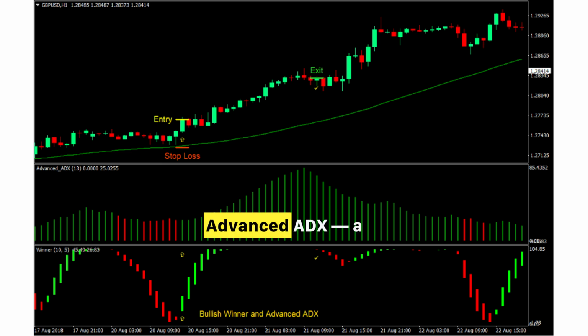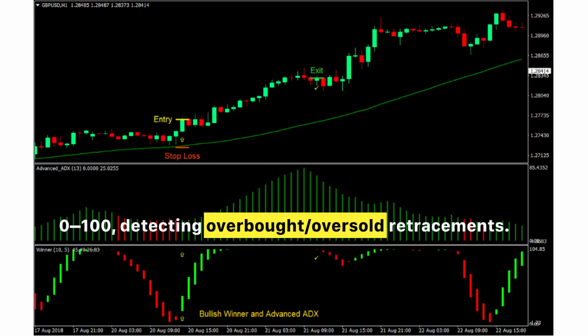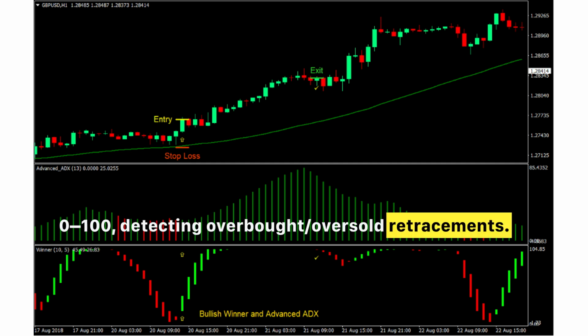1. Advanced ADX, a histogram version of ADX that shows trend strength and direction. Green bars equals bullish, red bars equals bearish. 2. AFL Winner, an oscillator that swings between 0 to 100, detecting overbought, oversold retracements.